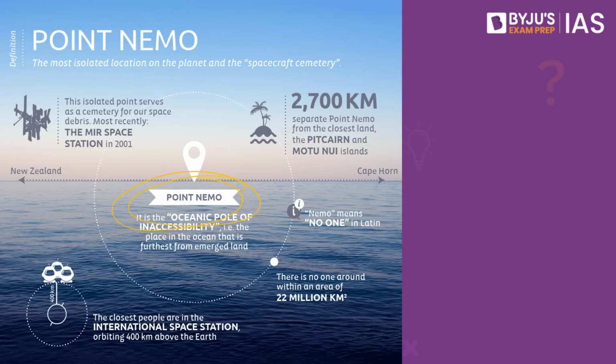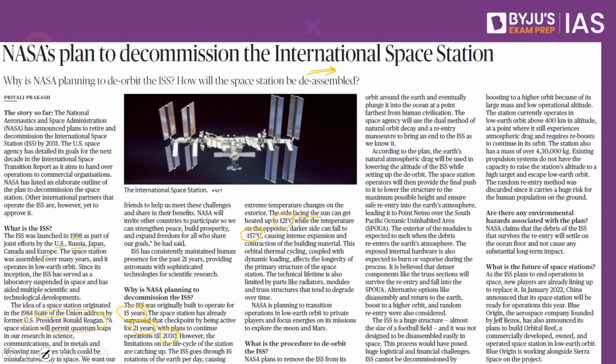So what do we understand by Point Nemo? Nemo means no one in Latin. This isolated point acts as a space cemetery, where space debris is ultimately put. So the International Space Station will be removed from low Earth orbit and pushed into the ocean at Point Nemo, which means there is no one in this particular area and it will not have much of an impact as well. So a question asked: what would happen to the environment?